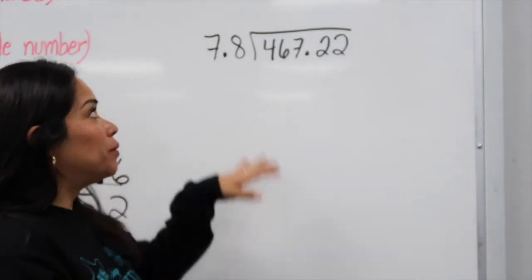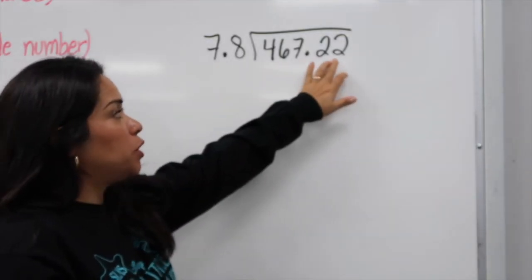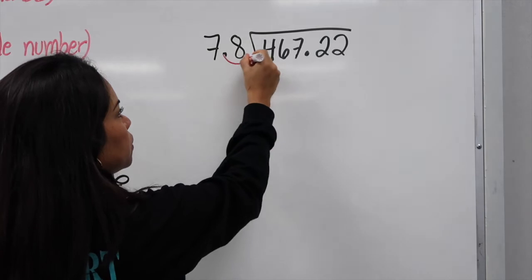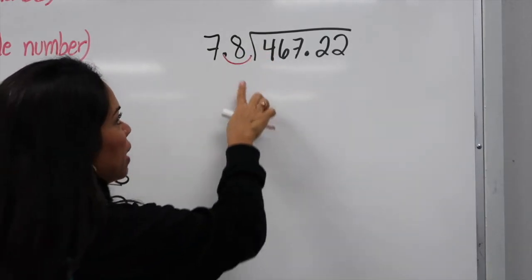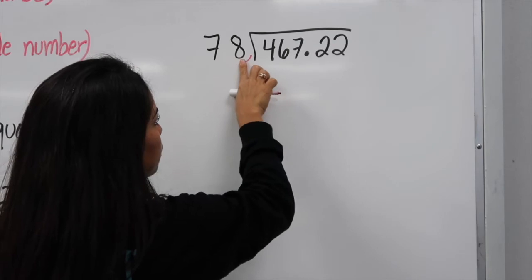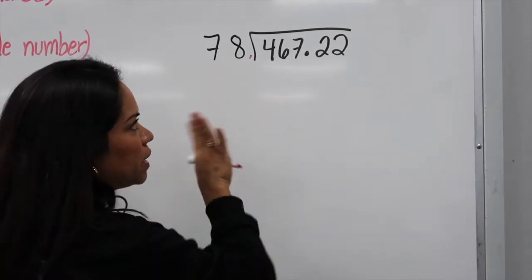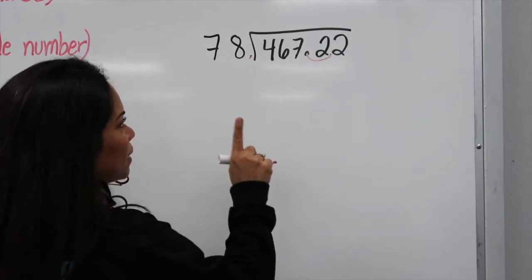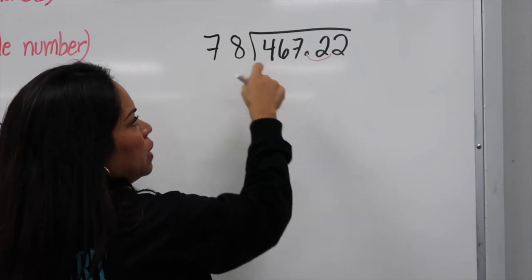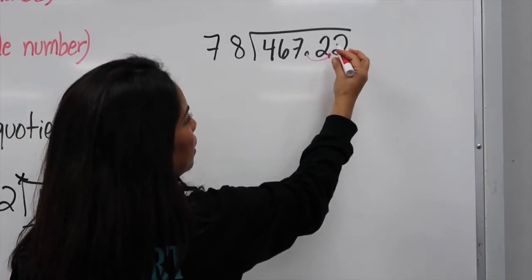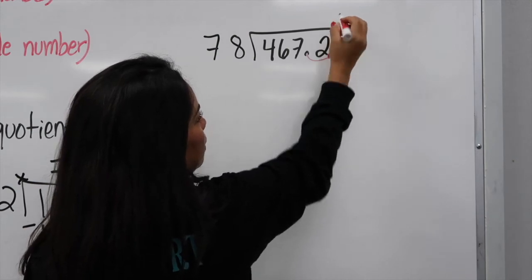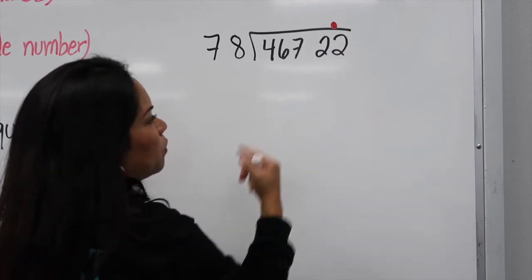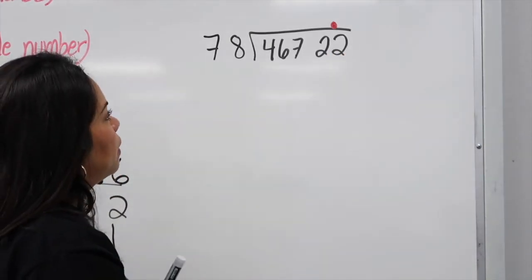Let's try another example. We have 467.22 divided by 7.8. Step 1, we're going to move our decimal to the right until it becomes a whole number. 78 is our whole number once we move it one space to the right. We're going to do the same thing with the dividend. We're going to move it only one time, just like we did with the outside number. So once we move it here, we have to move it straight up. That's our step 3. Once we move it straight up, it's no longer in the dividend, and we can divide normal.